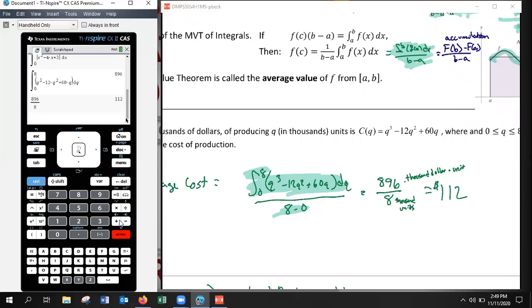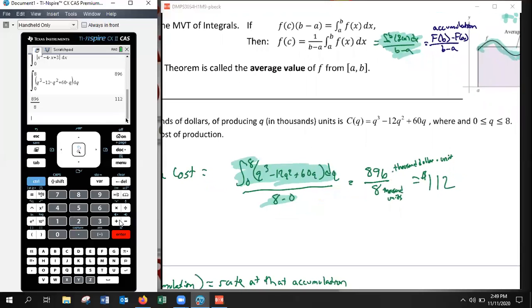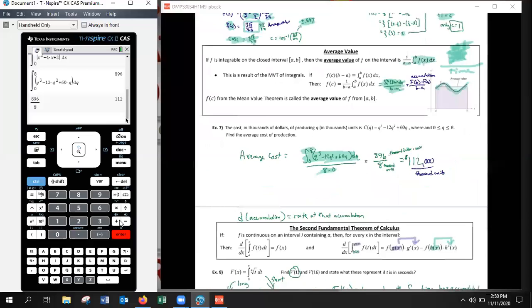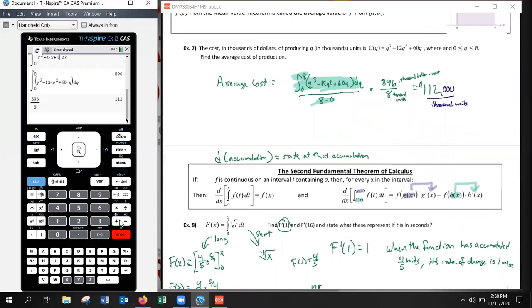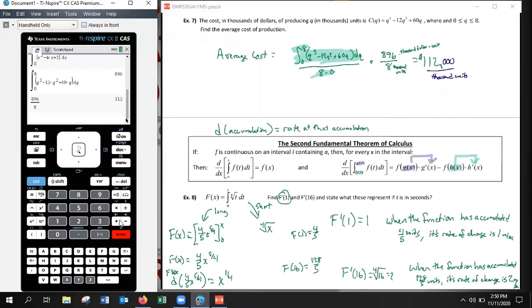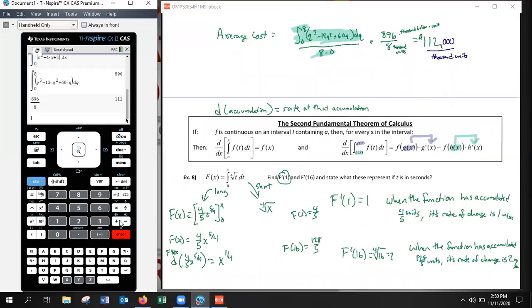So the average cost of production is $112. Really, it's supposed to be more of $112,000 per 1,000 units. So if I ask for a unit cost, I can give it to you as a unit cost. More specifically, $112,000 per 1,000 units. So this is probably a situation where you're producing thousands of units at a time, as opposed to just one unit.